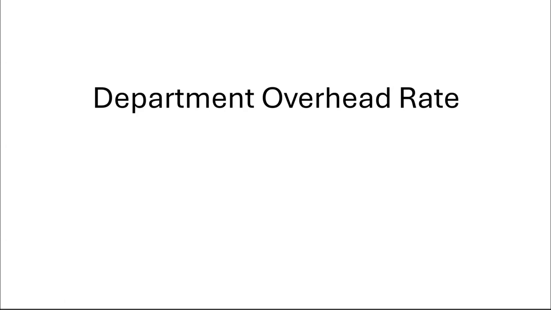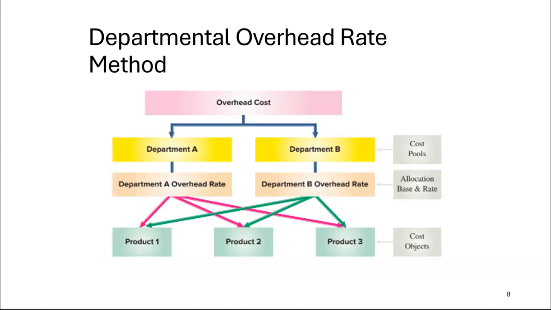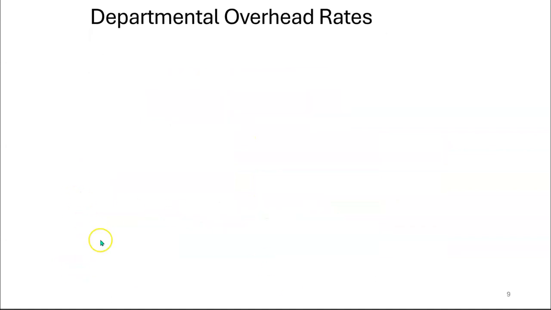Now let's look at department overhead rates. This is what that looks like. We take the overhead and we estimate how much is for each department. Each department comes up with what they consider the best cost driver, i.e. labor hours, labor dollars, or machine hours. And we use that as a basis to allocate the cost every time that particular base is used for each of the products.